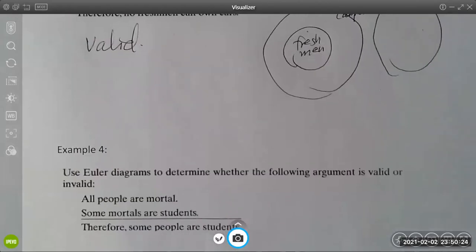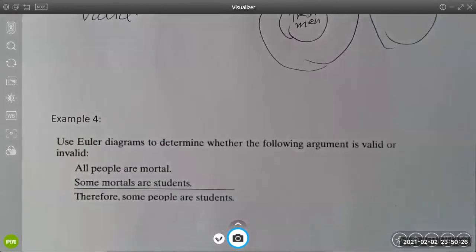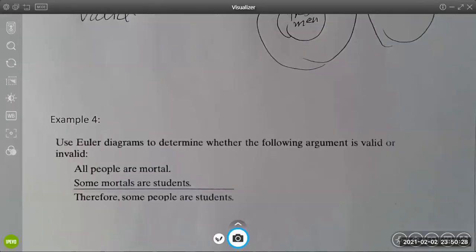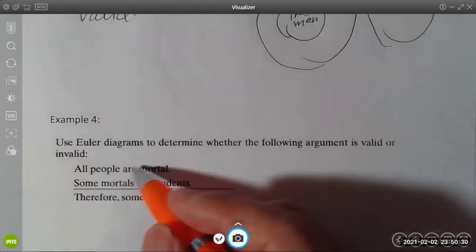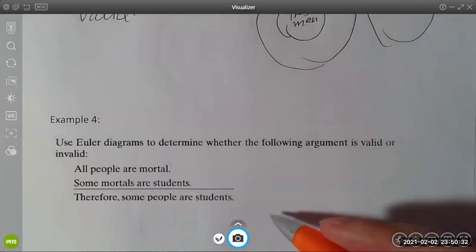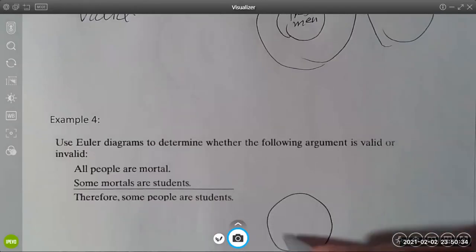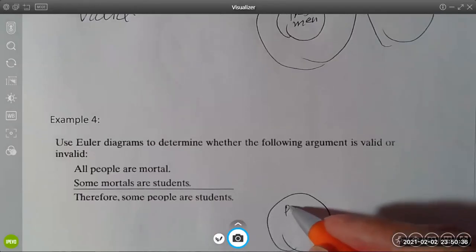So another one, we have two more probably. All people are mortal. So all A are B. You're getting familiar, right? A, this is people.